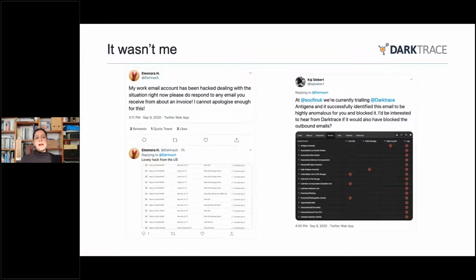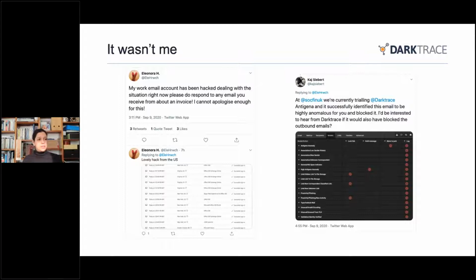But Darktrace's AI was not fooled. On the right-hand side, you see Cash's response on Twitter saying, we're doing a proof of value with Darktrace. The AI, after 2 weeks of learning, had already identified that this was unusual for you and blocked the email altogether. An email block is a pretty certain response. It's not one that we do very often. The AI will try to neutralize the email in other ways, but it might have escalated that threat level to say, no, actually, this warrants a block.